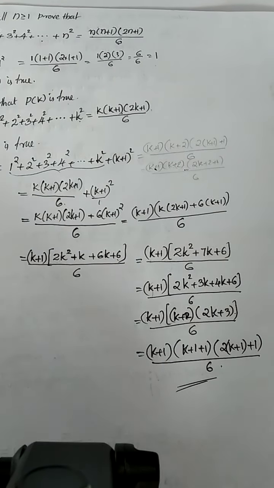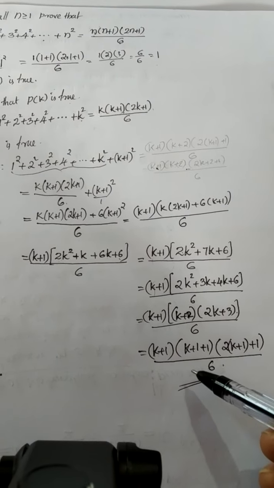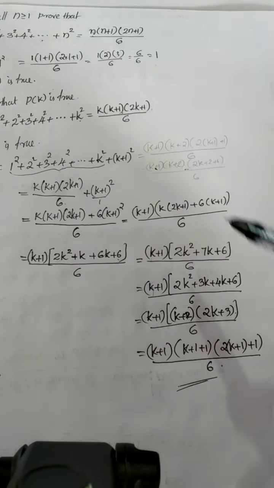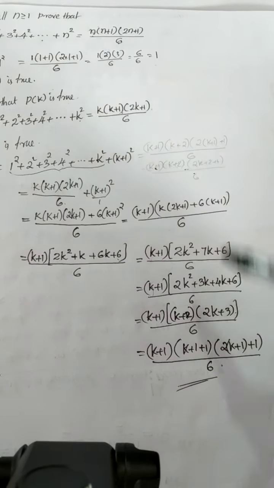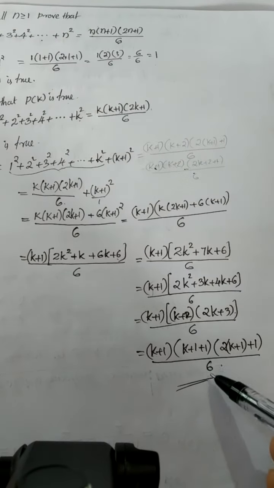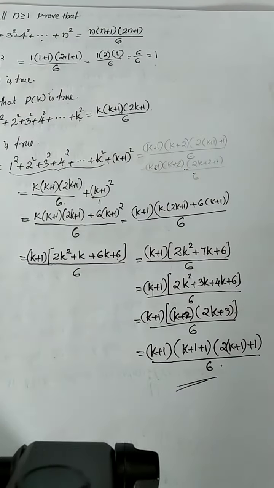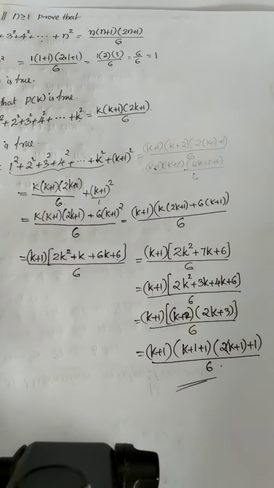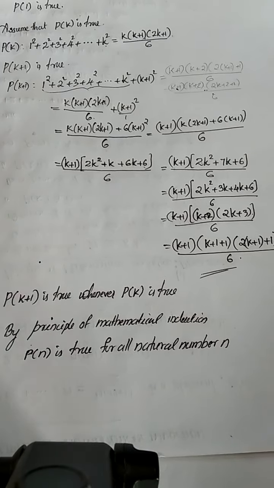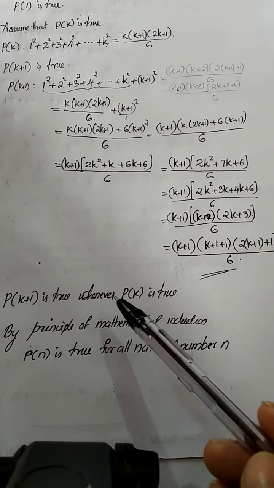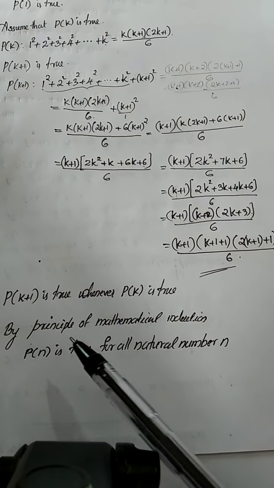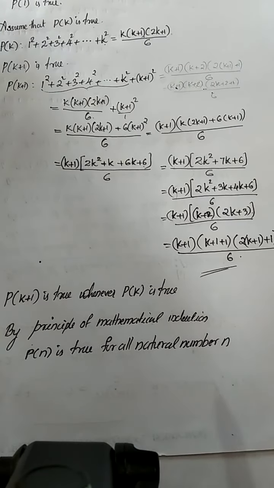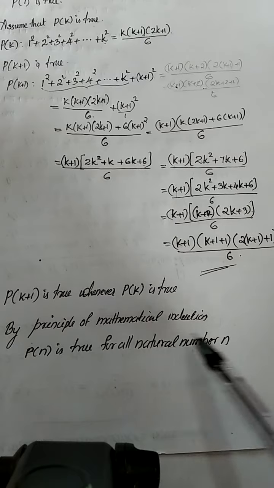So hence we got P of k plus 1. Look at this, the same term. We get the same term. So we can say that P of k plus 1 is true whenever P of k is true. Then by the principle of mathematical induction, P of n is true for all natural numbers n.